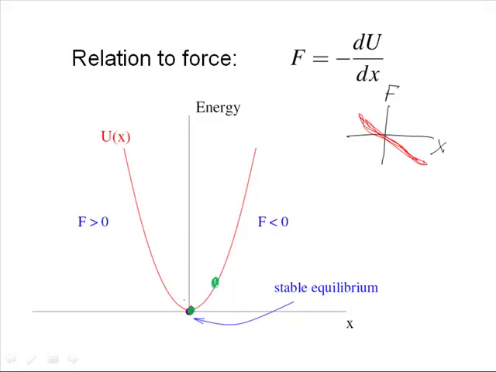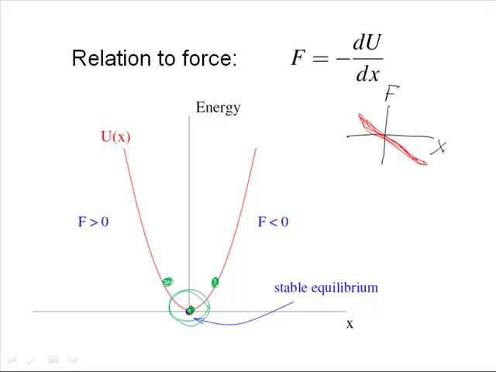Of course, it'll pick up some momentum and roll back over here, but when it gets here, the force will push it again back to this point. And it'll be pushed back and forth, always staying near this position. So this is a place where it's in equilibrium. We set it there, the force on it is zero. It'll stay there.